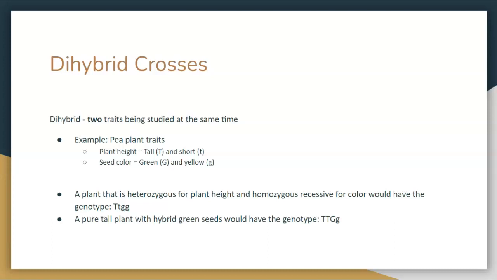Another example of this would be a pure tall plant. Pure means homozygous, so 2 of the same, and tall would be the capital T's. And hybrid, green seeds, hybrid means a mix, so that would be heterozygous. And so you would have capital T, and then capital G, lowercase g. So again, you are figuring out the genotypes for each trait and then just smushing the letters together at the end so that you have 4 in a row instead of 2.